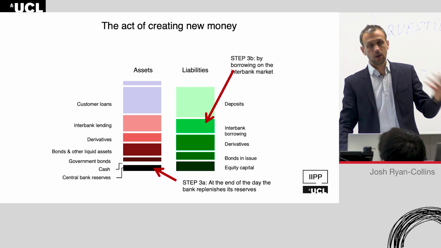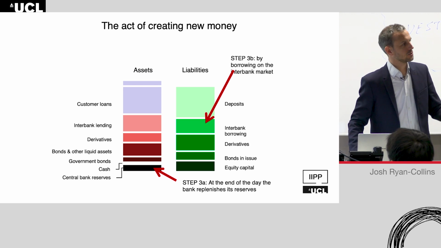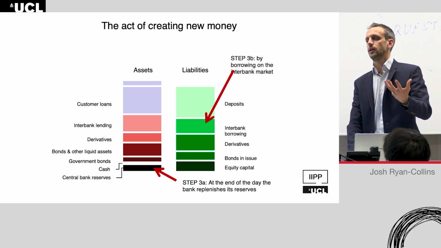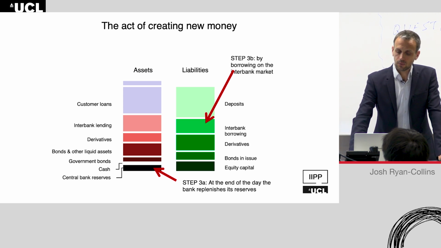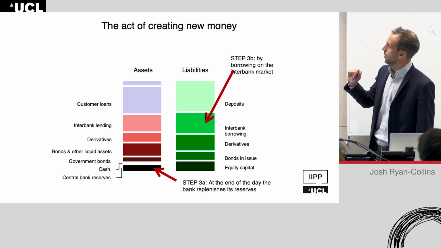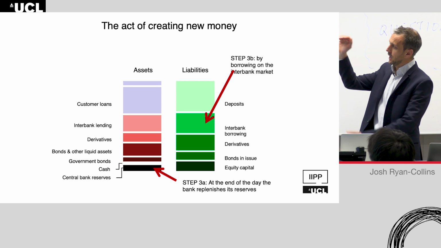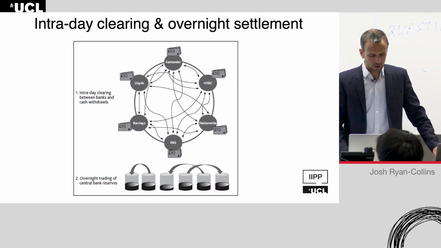And you've heard of the LIBOR crisis. That's the London interbank market. That's what it stands for. It's banks borrowing and selling to each other those central bank reserves to ensure they have sufficient liquidity at any one time. And of course, again, that additional borrowing on the interbank market increases the liabilities of the bank. And again, the assets and liabilities are even once more.